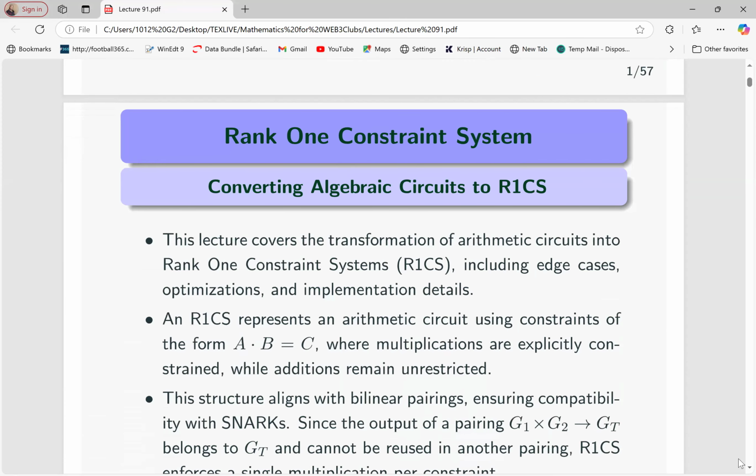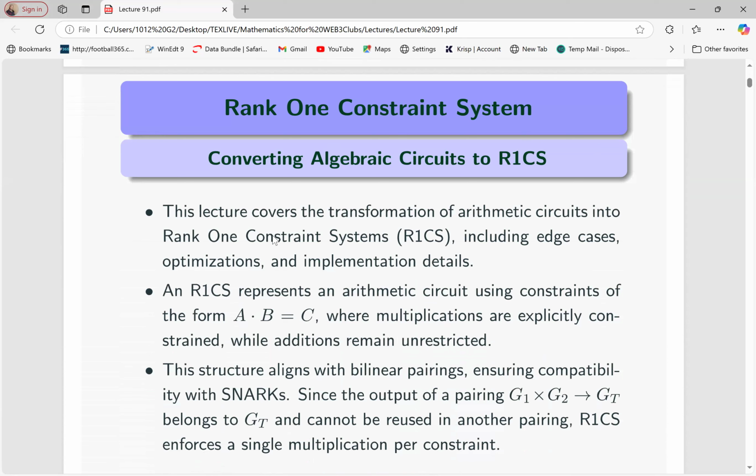I've said that throughout this lecture, we'll be learning how to transform the algebraic circuits into rank 1 constraint systems. Now, briefly, what is a rank 1 constraint system? What shall we be looking at?